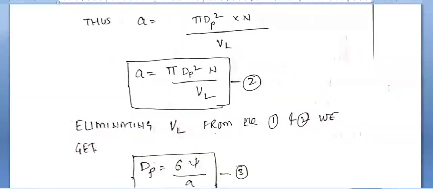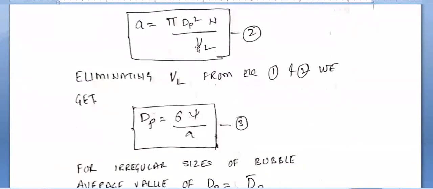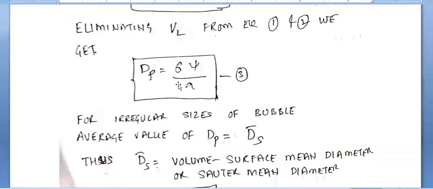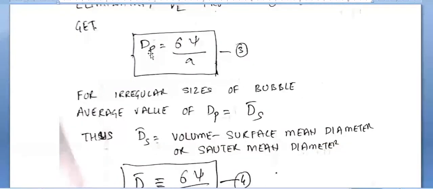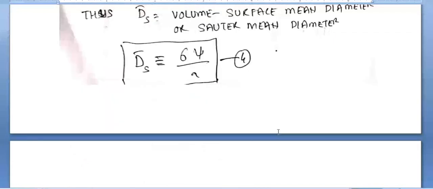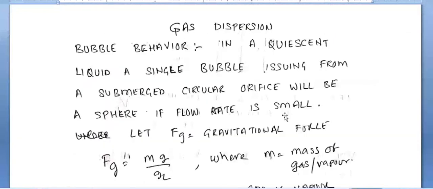Now, for irregular particles, I will simply write d bar s instead of dp. And I say that d bar s is the volume surface mean diameter, or Sauter mean diameter. That is the average of all the air bubbles which are present and their diameters, taken as constant. This is the difference between dp and d bar s: dp is for regular particles, d bar s is for irregular particles. So the formula is mathematically equivalent to 6 psi by A. Then, gas dispersion and bubble.